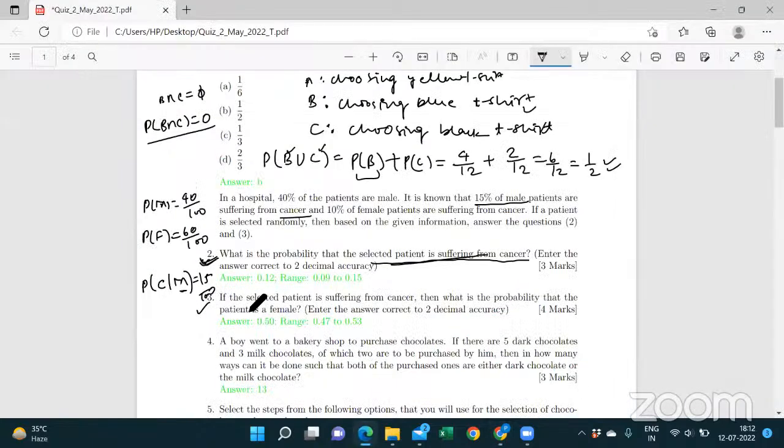So the next question is, if the selected patient is suffering from cancer, then what is the probability that the patient is a female? So which theorem or which concept will be used here?